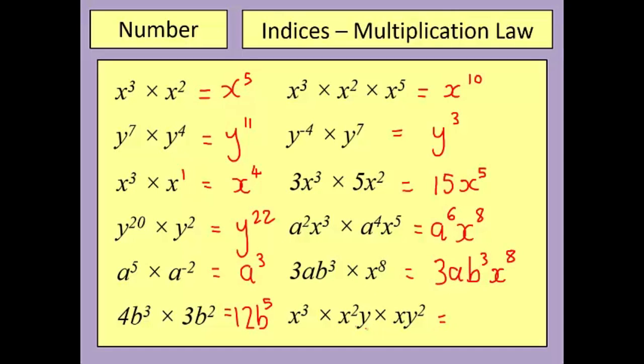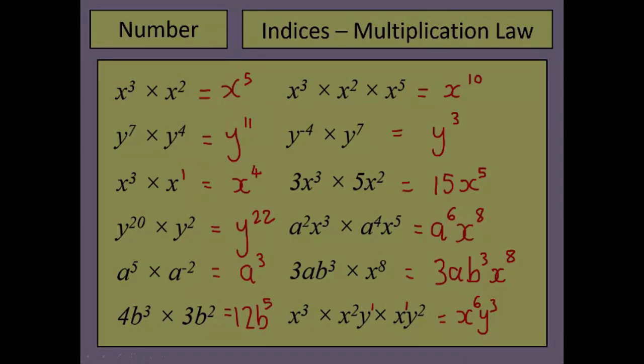And the final question, we've got x cubed, x squared, and x, remembering that this is a 1 here, so we've got 3 add 2 add 1, which makes 6, so x to the power 6. And then finally the y's, there's a y to the power 1 here, y squared there, 1 add 2 is 3. And that's the end of the video on indices multiplication law.